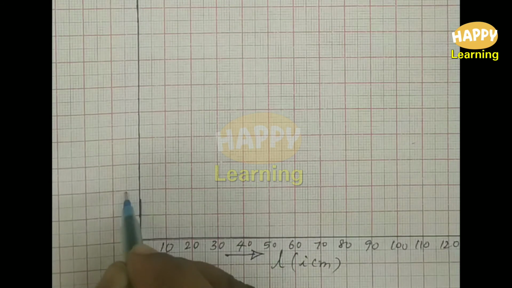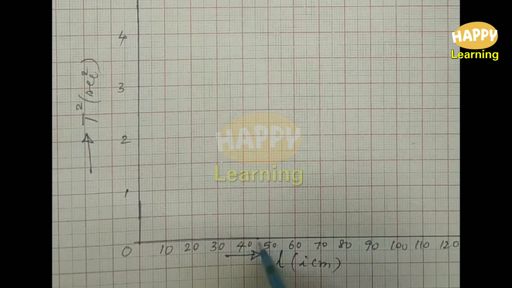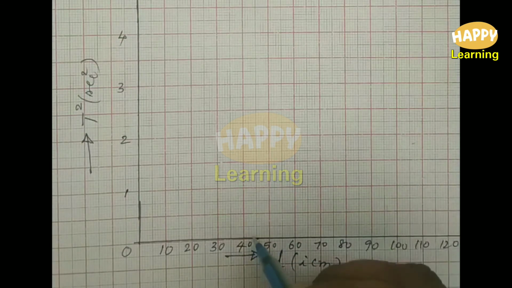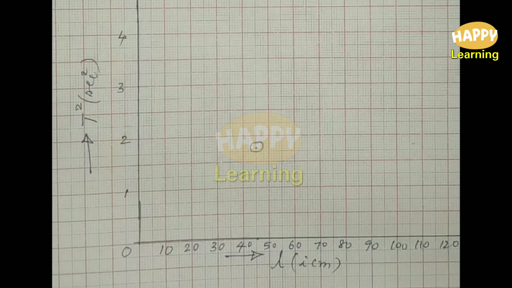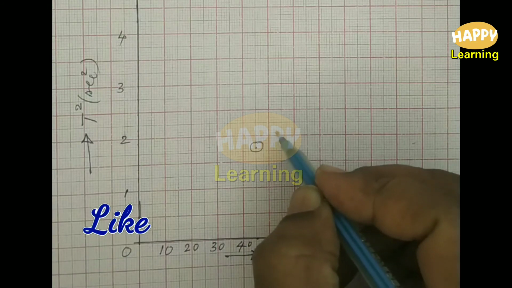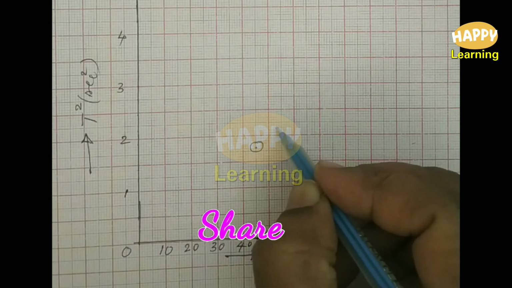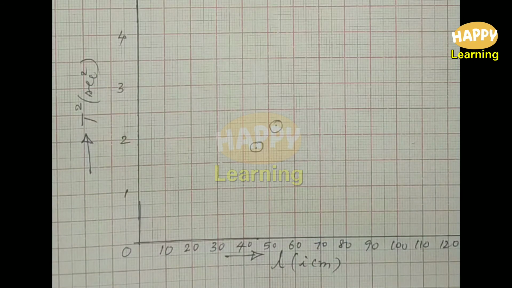And similarly on y-axis, each unit equal to 0.5 second square. So 1, 2, 3, 4. For 44.6, the value of T square is 1.82. So this is the point. Then for L equal to 53.3, so it is 53, and a T square value is 2.19, which is 2.2. For 53, 2.2. So this is the value.